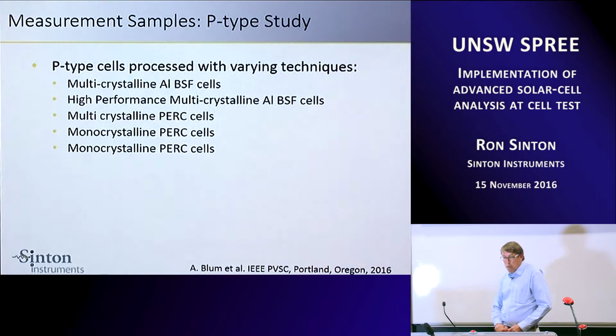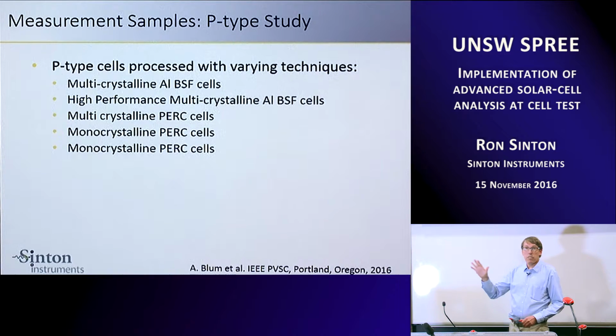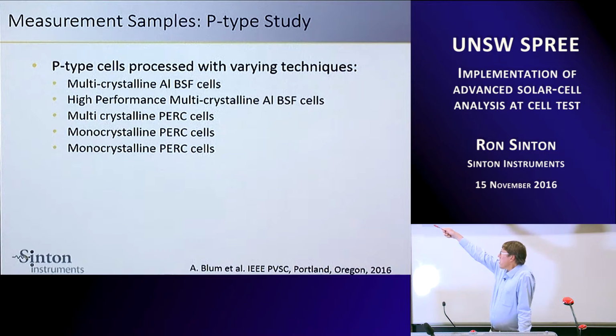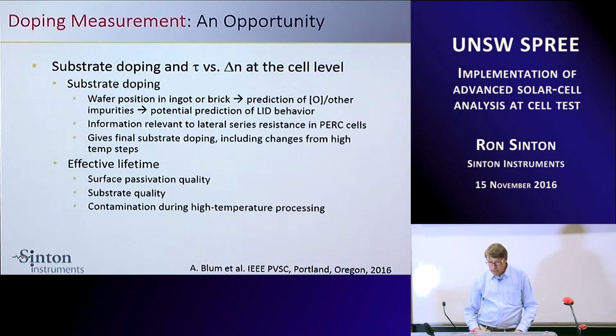And what this study was is that we got different vendors to give us batches, 5 different types of batches of solar cells. The first was the aluminum back surface field cells. We also got aluminum BSF cells on high performance multi. We got some multicrystalline PERC cells, some monocrystalline PERC cells, and some high performance monocrystalline PERC cells.